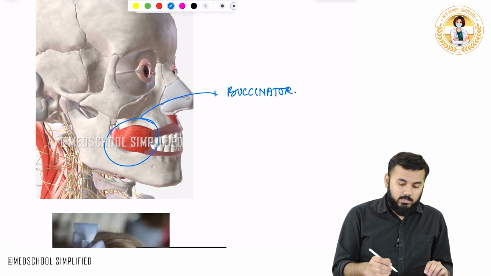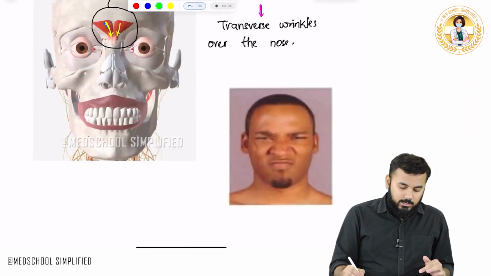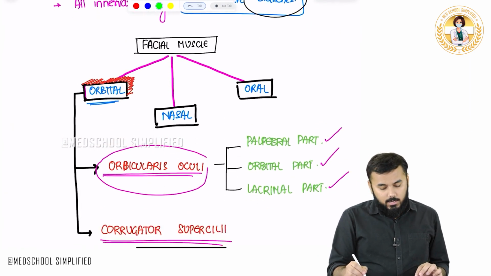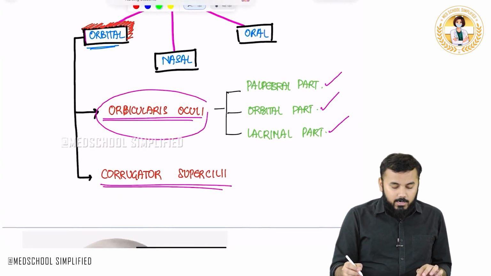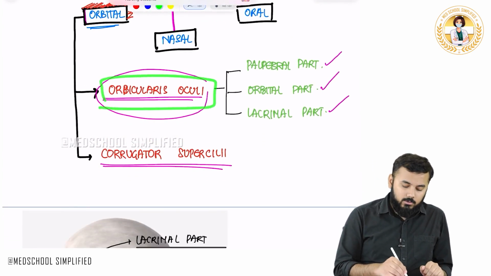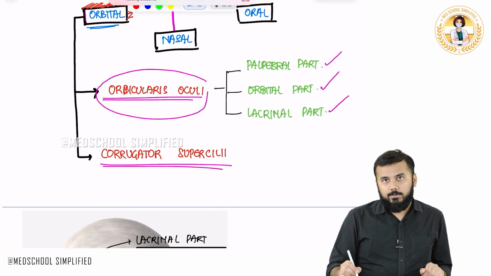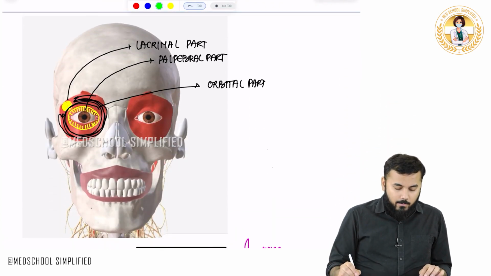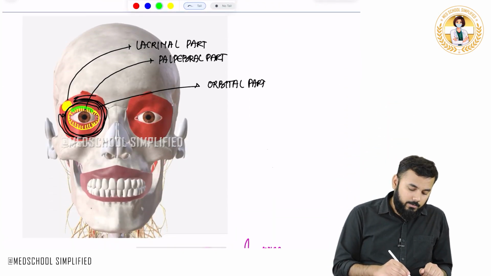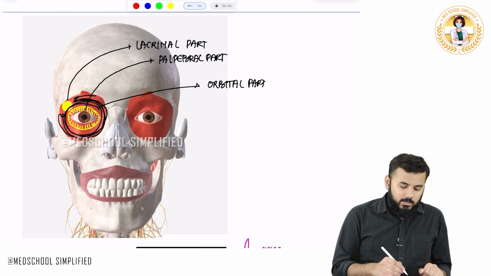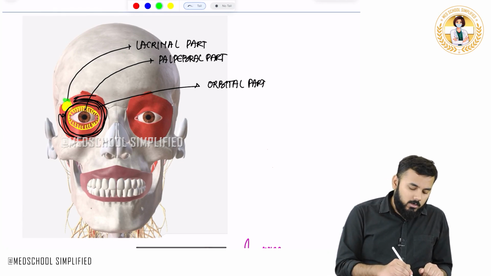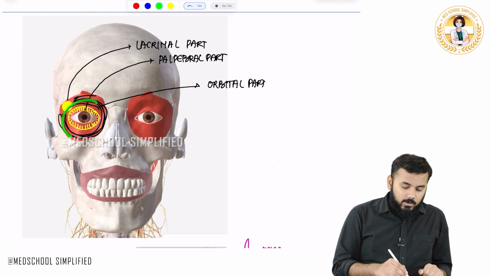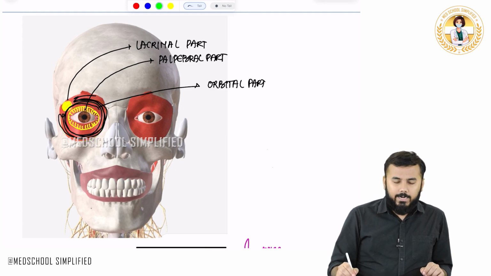So, let us just revise what we have just discussed, guys. We started our discussion with the muscles of the facial region, right? Orbital, nasal and oral. In the orbital group we discussed two, one is orbicularis oculi, another one is orbicularis supercilii. In orbicularis oculi we have the palpebral part, orbital part and lacrimal part. The palpebral part is present in the palpebra. It is useful for gentle closure of your eyes. Next we have the lacrimal part, which is responsible for the drainage of lacrimal fluid. The third one is the orbital part, which is useful for tight closure, right?